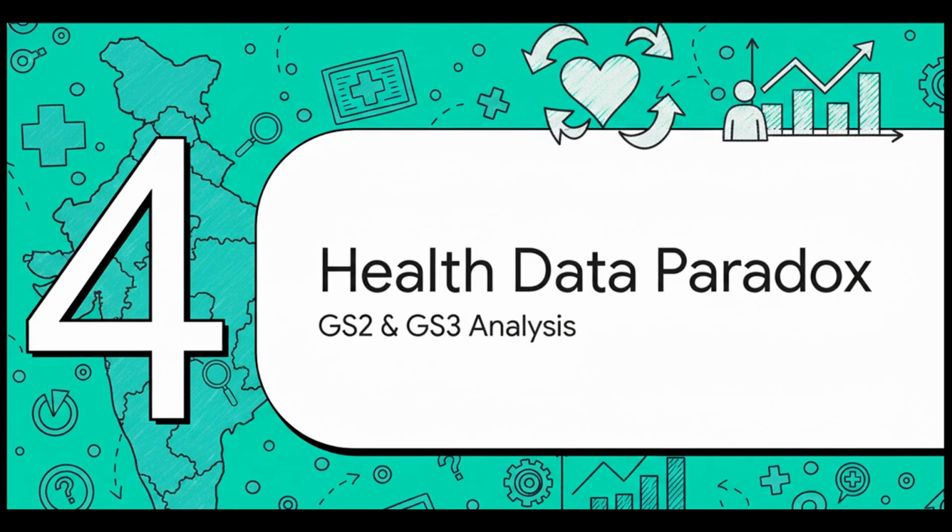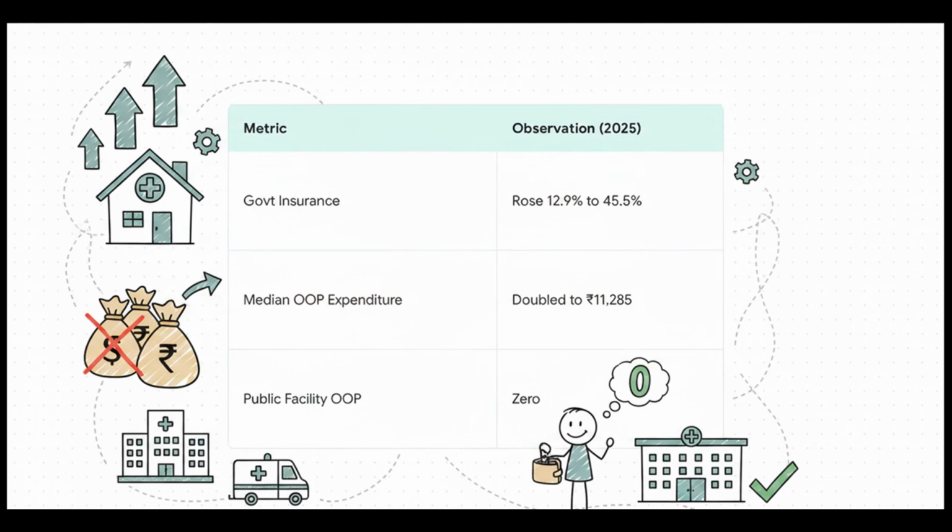Bringing it back home, let's look at Section 4, the domestic health paradox. Okay, you absolutely need to integrate this crucial, slightly wry paradox into your GS2 social justice answers regarding the National Statistical Office's 80th round data. Get this. Rural government health insurance coverage has successfully more than tripled, rising sharply from 12.9% to 45.5%.